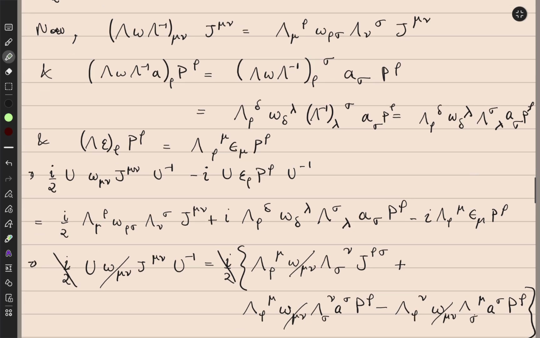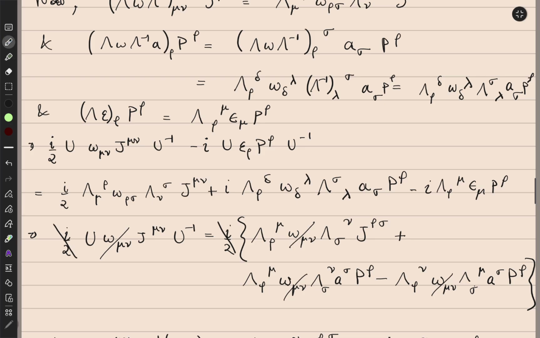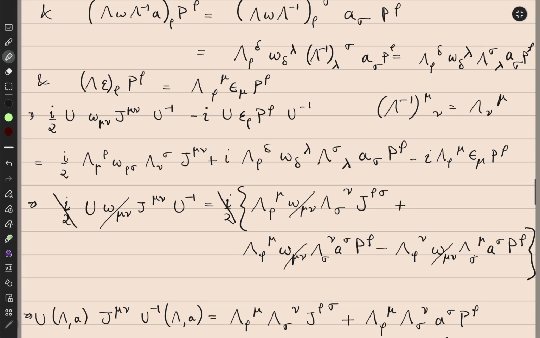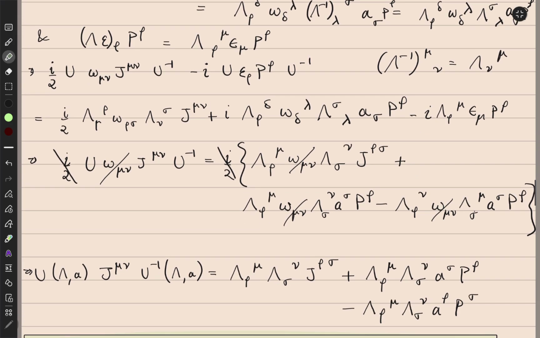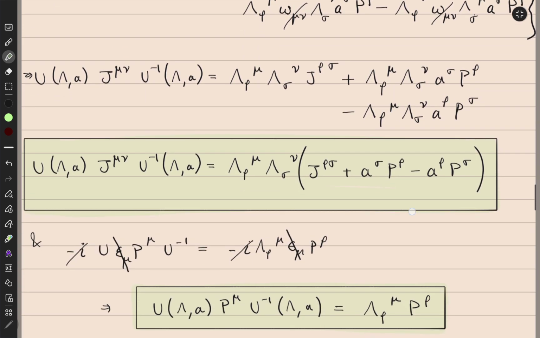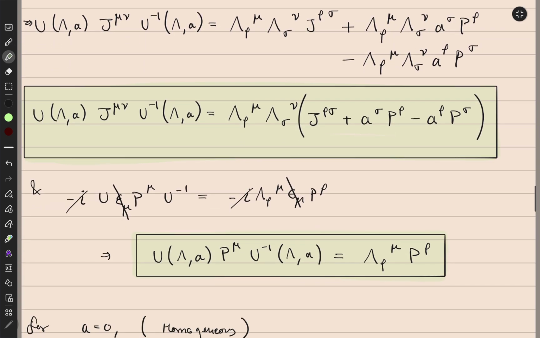Sometimes I use the Minkowski metric to lower and raise indices. Also I use this property a lot, that lambda inverse mu nu is lambda nu mu. This can also be proved easily using the basic properties. And most of the things cancel out and we get this beautiful result.